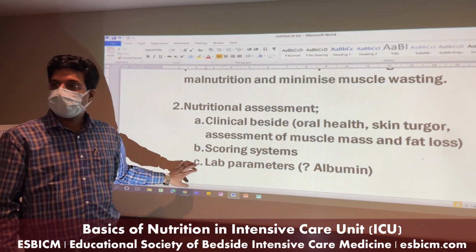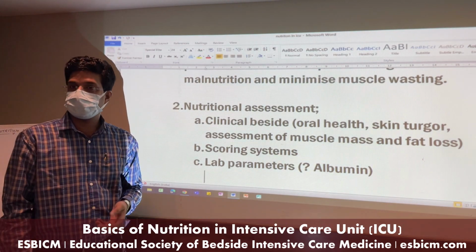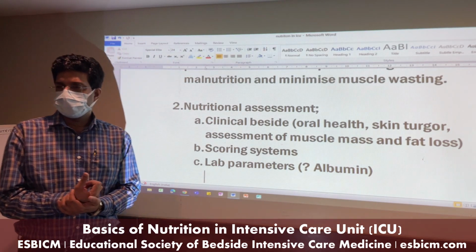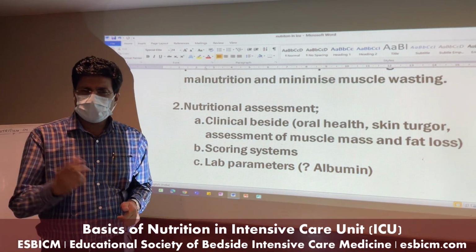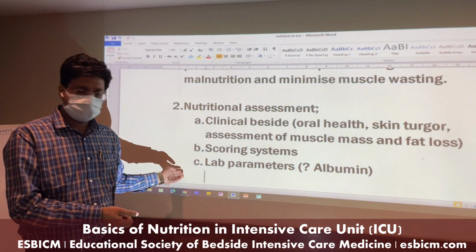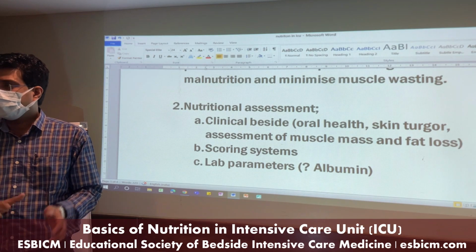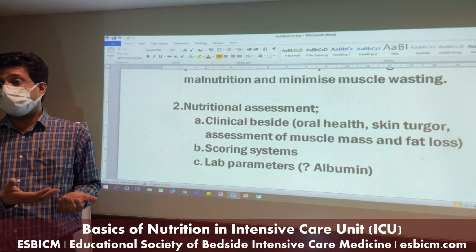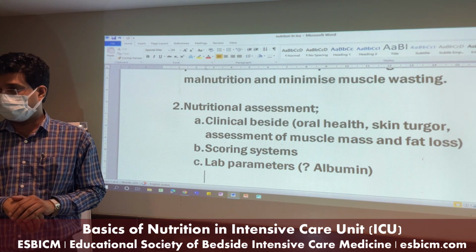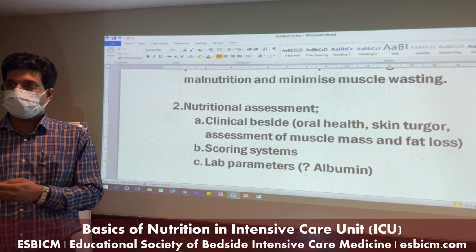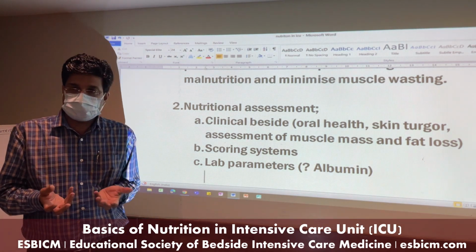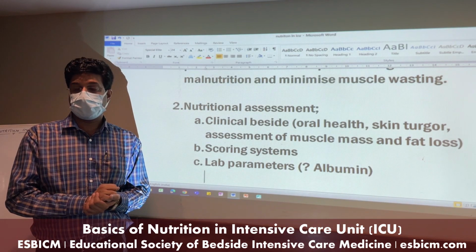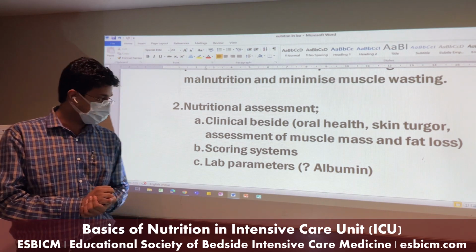Second, are there any lab parameters? You send some investigation as soon as the patient is admitted, by which you can know the nutrition status of this patient. There are not many, but one thing we have seen is that phosphorus, if sent on admission, gives you a little idea about the nutrition status, because if the patient is severely malnourished, the phosphorus level will be low, so you need to take care of feeding gradually. But if it is normal, that doesn't mean that the patient is not malnourished. So there are not many lab parameters by which you can assess the nutrition status.